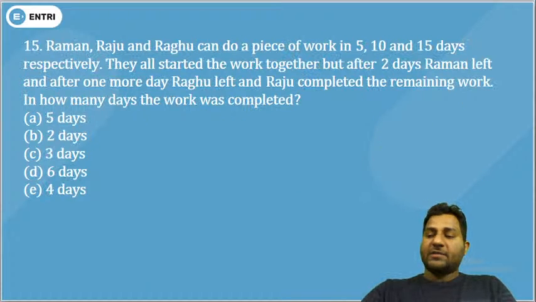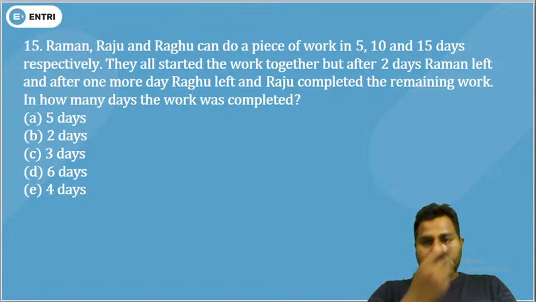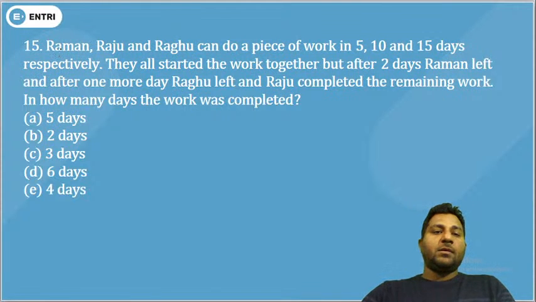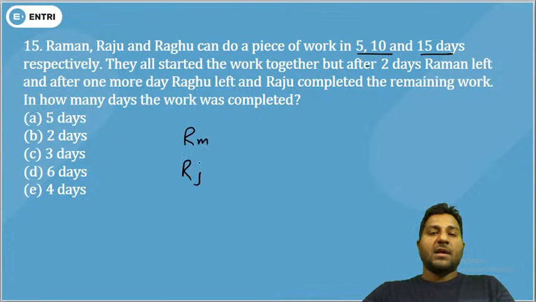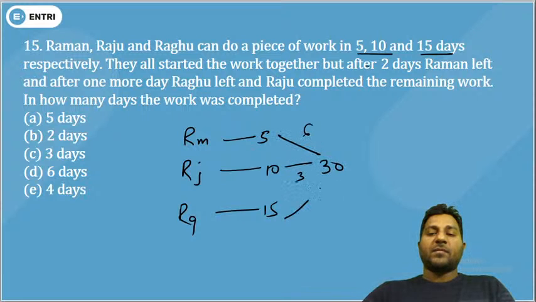Let's move on to the next question. Come on. Raman, Raju and Raghu can do a piece of work in 5, 10 and 15 days. So LCM would be 30, and the efficiencies are 6, 3 and 2. Okay. Now they all started the work together, but after 2 days Raman left.